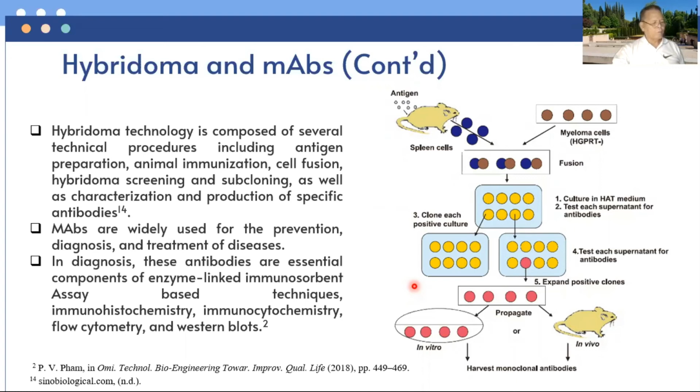Monoclonal antibodies are widely used for the prevention, diagnosis, and treatment of disease. For example, the first one is antibody to prostate-specific antigen, placental alkaline phosphatase, human chorionic gonadotropin, and others. Monoclonal antibodies for cytokeratin 18 and prostate-specific antigen have also been developed for the diagnosis of prostate cancer.